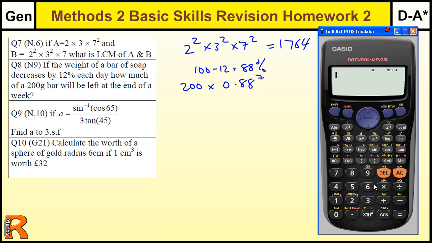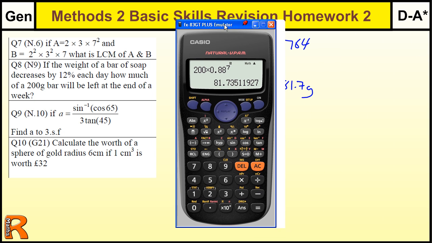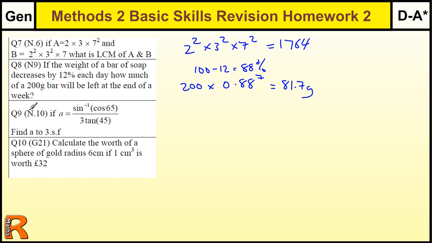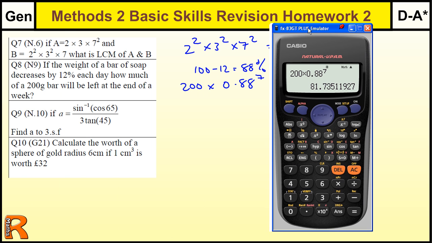So 200 times 0.88 to the power of 7 equals 81.7 grams. Do 3 significant figures. Okay, we'll take the calculator in. That's what we actually need for the next one.